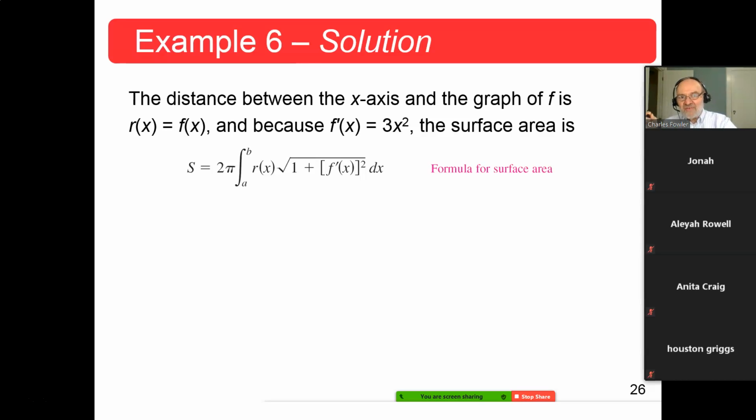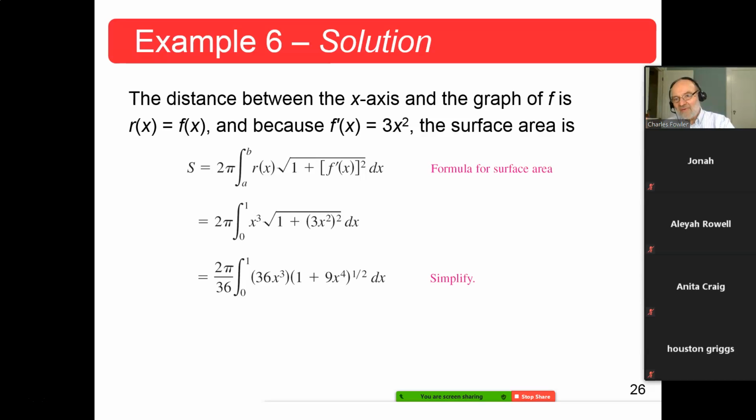The r of x is f of x, which is x cubed. The a and b are 0 to 1. The f prime is 3x squared, but you're going to square that, so it gives you 9x to the 4th. And when you do that, you then get, and what they did, it's absolutely correct, but it's just puzzling how they did it. What they do is a u substitution, but they don't tell you you're doing that.